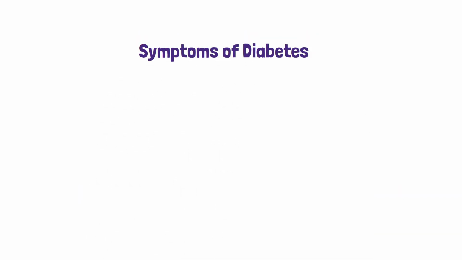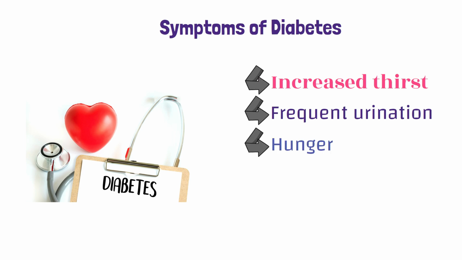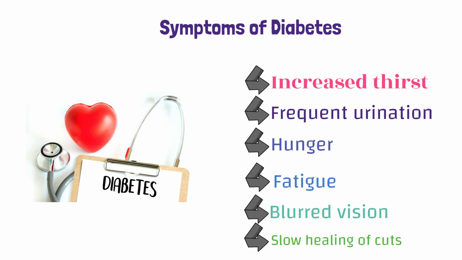Some common symptoms of diabetes include increased thirst, frequent urination, hunger, fatigue, blurred vision, and slow healing of cuts or bruises. However, some people with diabetes may not experience any symptoms at all.